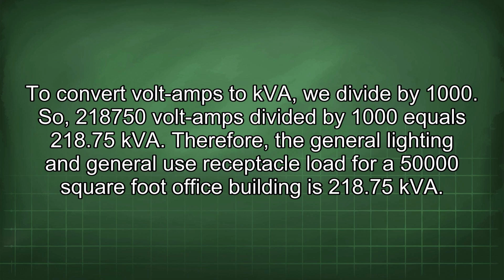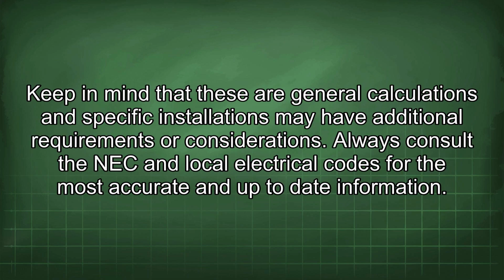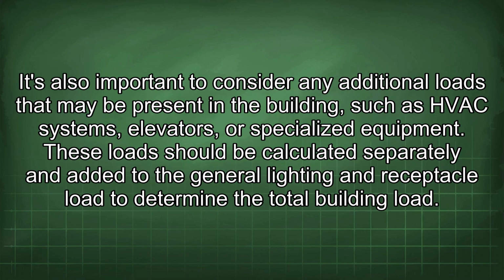Keep in mind that these are general calculations and specific installations may have additional requirements or considerations. Always consult the NEC and local electrical codes for the most accurate and up-to-date information. It's also important to consider any additional loads that may be present in the building, such as HVAC systems, elevators, or specialized equipment. These loads should be calculated separately and added to the general lighting and receptacle load to determine the total building load.